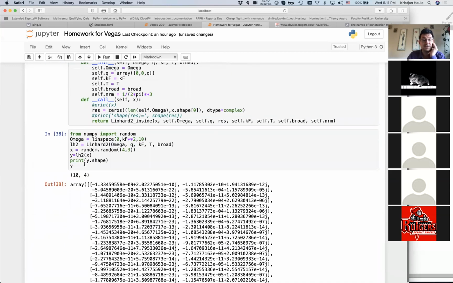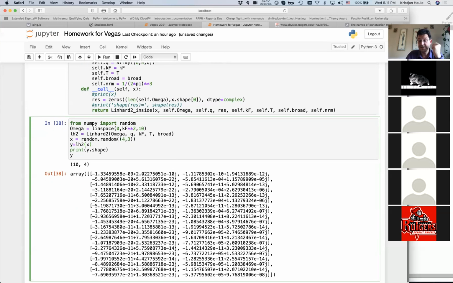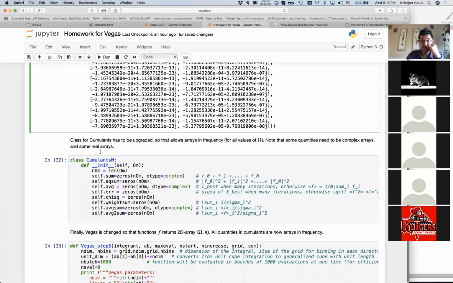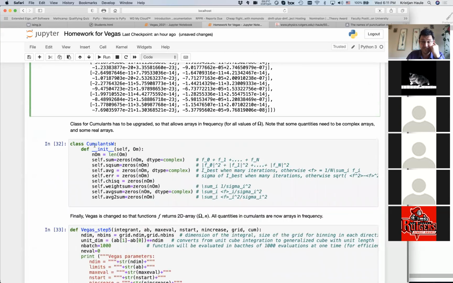Okay, so we see that the shape of y is indeed 10 by 4, 10 because of the frequency, and 4 because we put here a batch size of 4. Okay, so this works correctly in the sense that it returns the entire array of random numbers for all the frequencies.